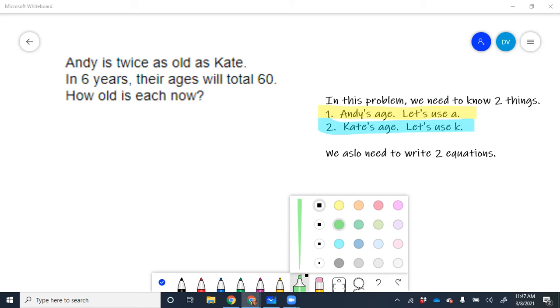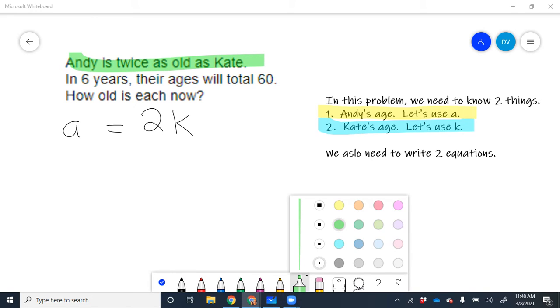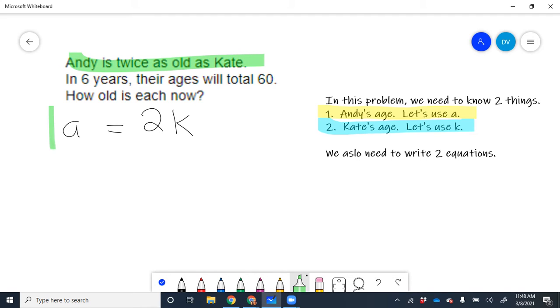Okay, all right. Anyway, then we're going to write two equations, and you don't have to use these colors if you don't want, but I'm going to use green for the first equation. I'm going to write an equation that says Andy is twice as old as Kate. And for Andy, I'm going to use A. I'm going to use equals. Twice as old as Kate, I'm going to write 2K. I want you to write that equation also. Let me know when you've written it, and I'll pause for just a moment. All right, so I'll just call it the green equation.